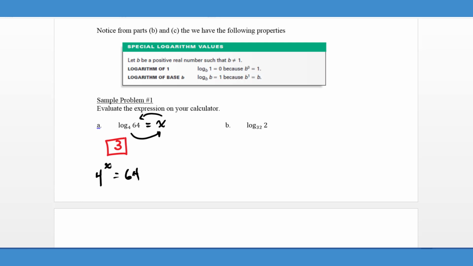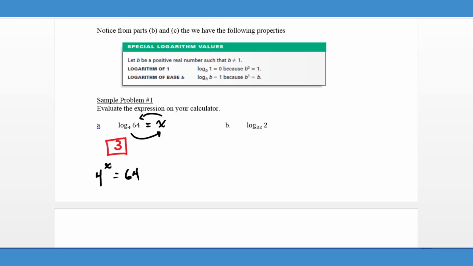Now, you probably won't know the exponential part of these forms for every one of them, but since you have worked with third powers and second powers and fourth powers, some of these might look familiar to you. So 4 to the third power equals 64, and so we know that 3 is the correct answer.